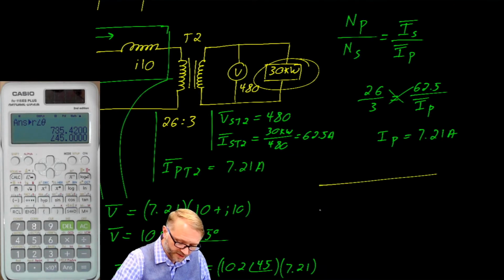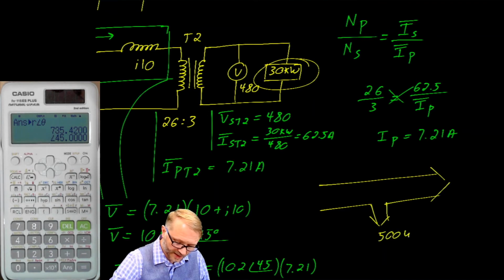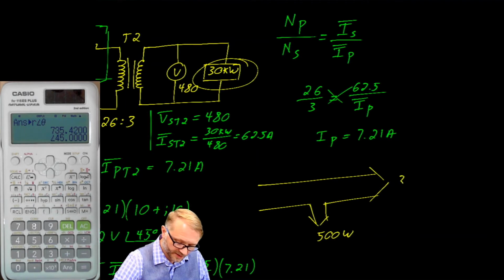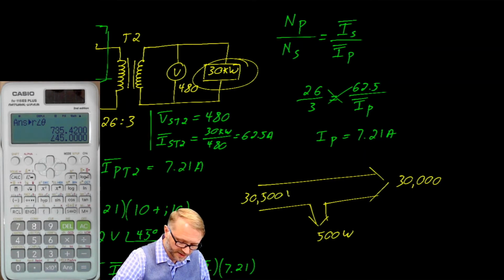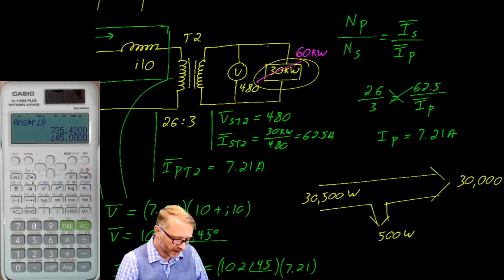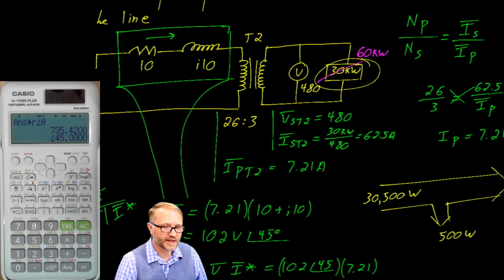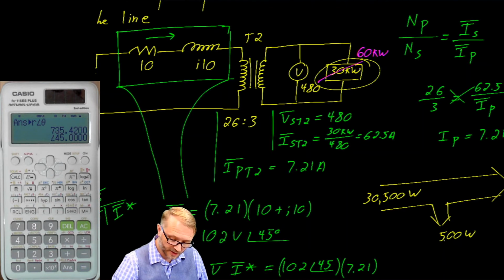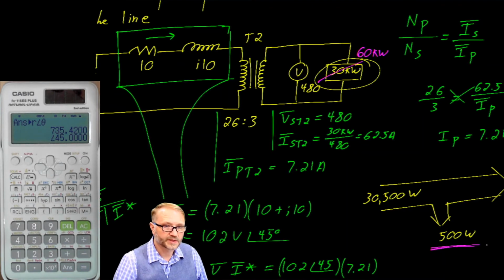If we had a power flow diagram, it would look something like this. We lost 500 watts while delivering 30,000 watts. Therefore, the input power must be 30,500 watts. What if we were to double this? Let that be 60 kW. How much power will we lose in the line? Will the real power double, or will it do something else?